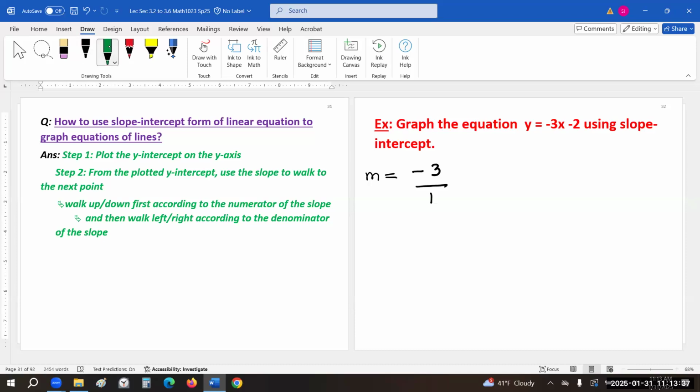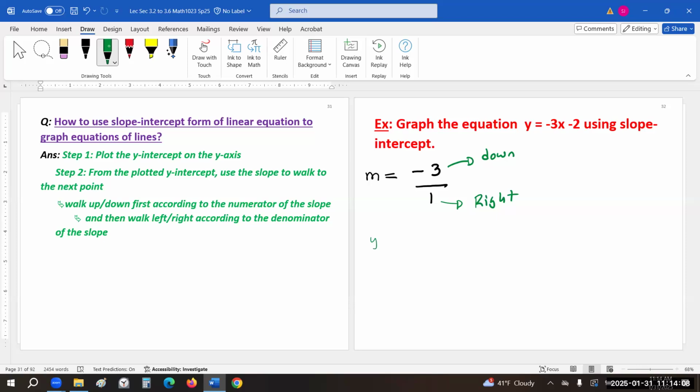Now the question is, our numerator has a negative sign on the top. Which direction do we have to walk from the y-intercept? Down. The top is only up, down. Top always up, down, always. So minus means you have to go down. And what sign do we have on the 1? We have plus, so we have to go right.